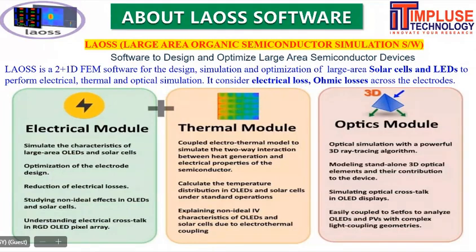And the losses are happening in your device. It could be by overheating of your device. That overheating can be overcome by using the thermal module. There is an electrical module where you can simulate the characteristics of a large area device and optimize your electrode design. The electrode design may have a pentagonal mesh size, a hexagonal mesh size, or some different geometry. Ultimately, due to the geometry, some losses also happen.